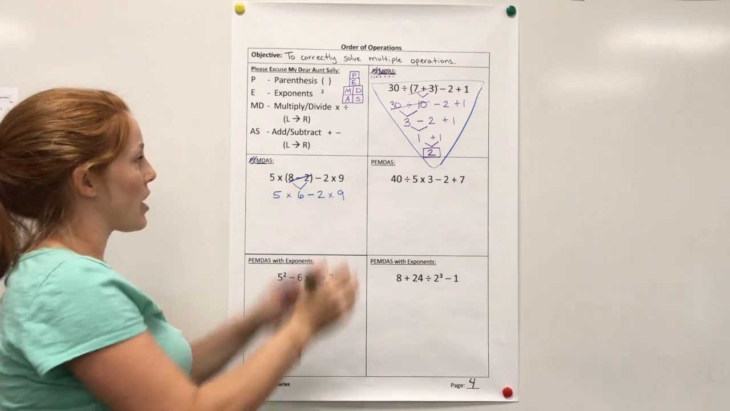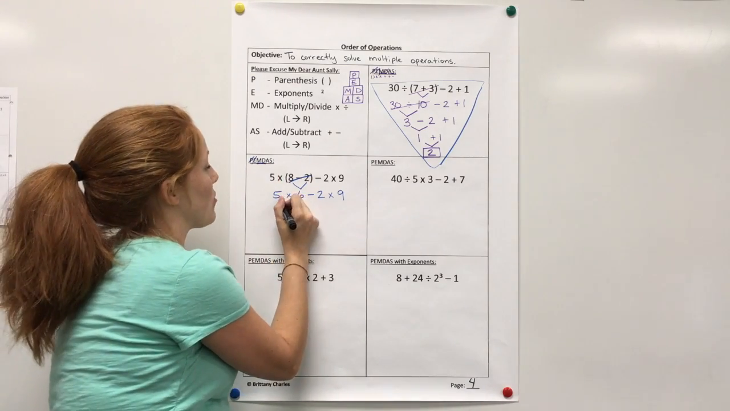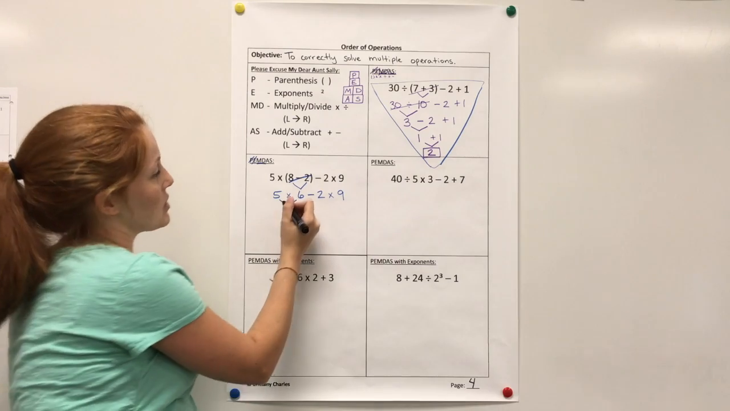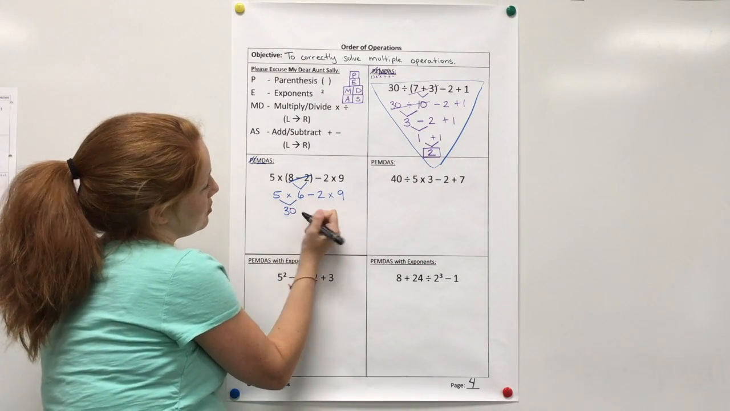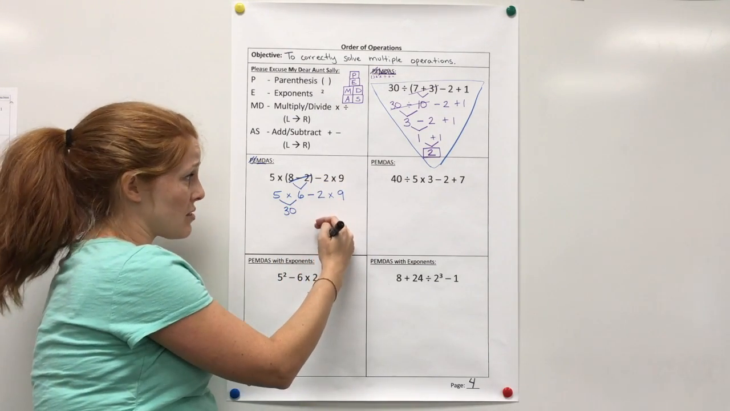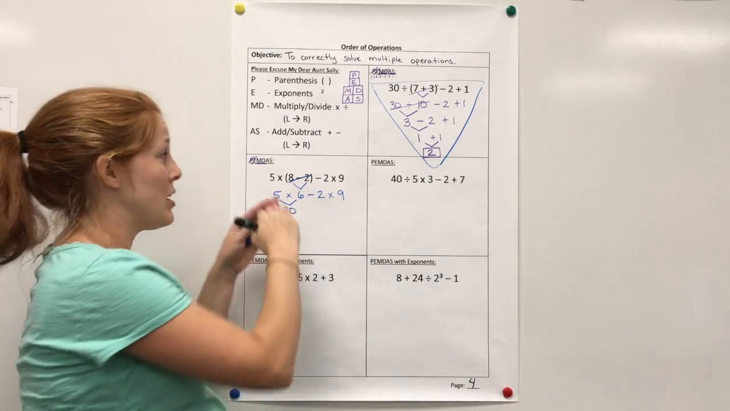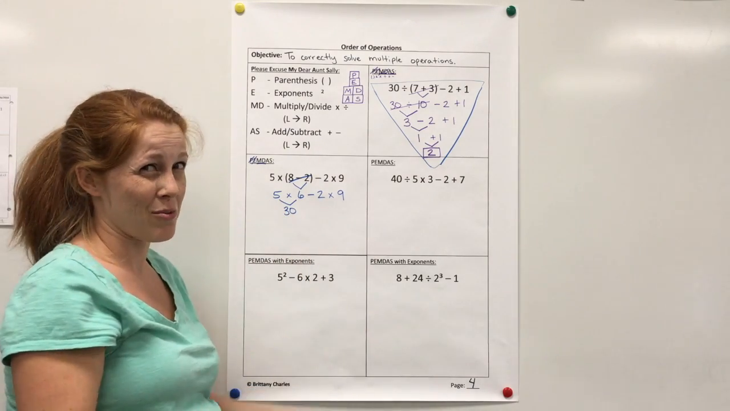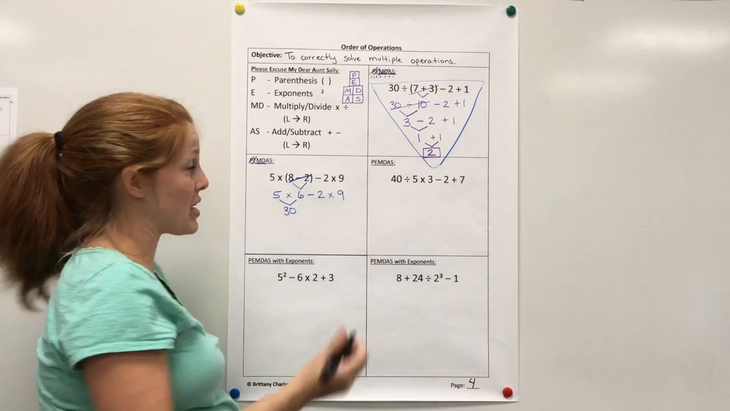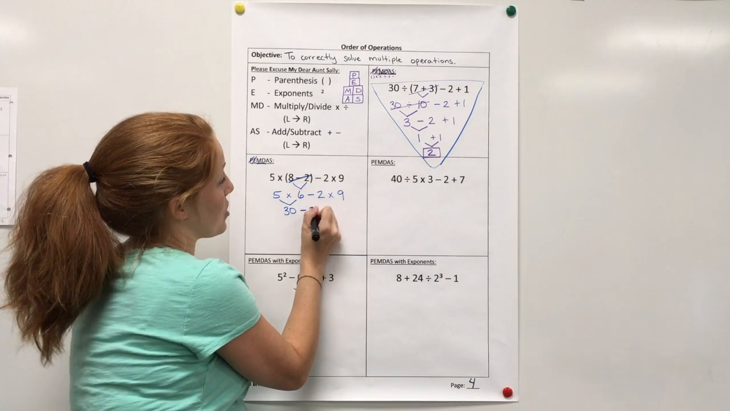Multiply and divide goes together. I go left to right. First I would do this one. 5 times 6 is 30. Again, bring everything else down. Don't try to do multiple steps in one go, because that's how often I see mistakes made. So I'm going to go ahead and bring all this down.